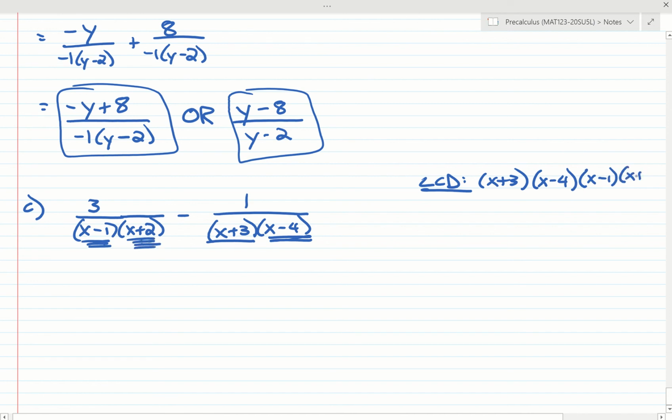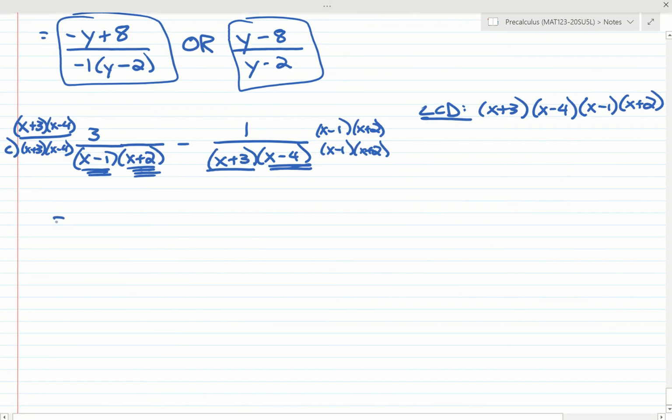So we have a lot of multiplying to do here. Whatever that fraction is missing, you have to multiply the numerator and the denominator by it. So the one on the left, we would have to multiply by x plus 3 times x minus 4, top and bottom. The one on the right, we'd have to multiply by x minus 1 times x plus 2, top and bottom. I think I said x minus 1 times x plus 2.